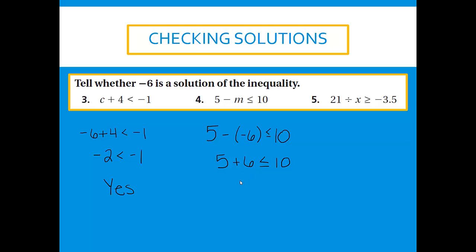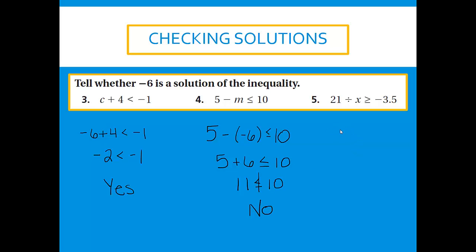5 plus 6 is 11. So we have 11 is less than or equal to 10. And this is not a true statement. So no, negative 6 would not be a solution to this inequality.